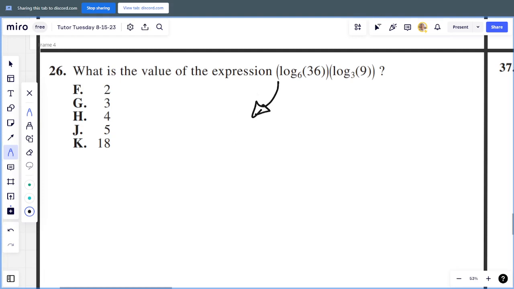I would start by taking log base 6 of 36 and rewriting it in terms of exponents to make sure I know what I'm doing. I would write the base of 6 down here and figure out what exponent we need to put here to get to the answer of 36. So I could write this as 6 to the x equals 36, which would mean that x equals 2, right? We need 6 squared to get to 36.